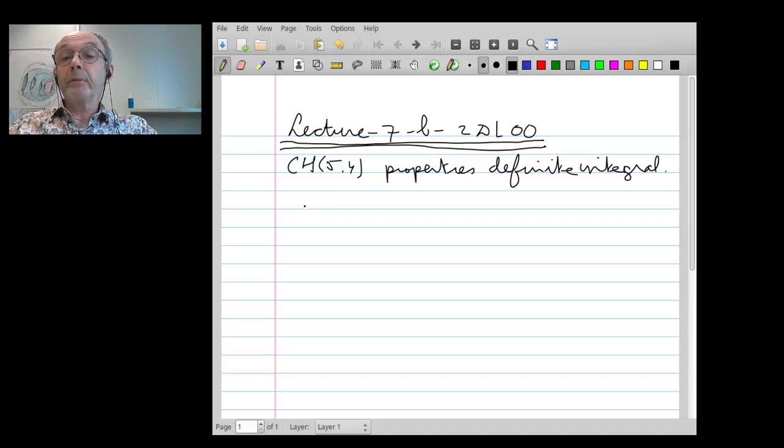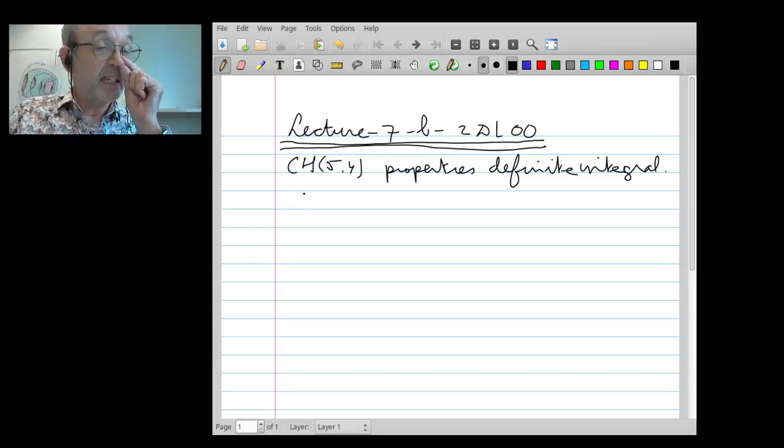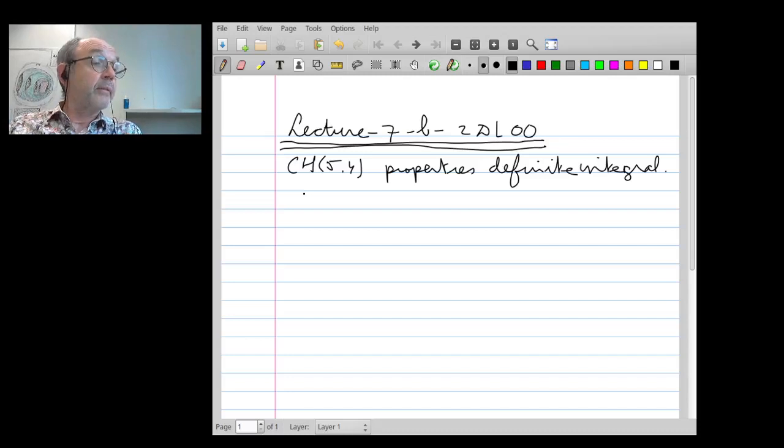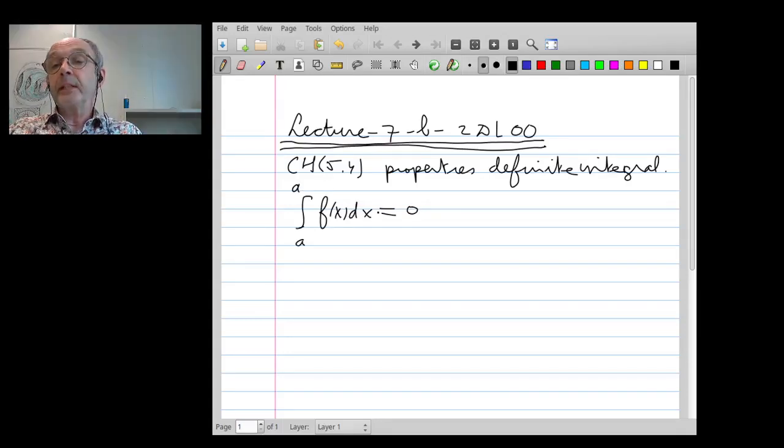Now, first of all, I take chapter 5.4 and go along with it, and you see what we have. If you have a definite integral from a to a of the function f(x) dx, then you get 0 out of it. The length of your integration domain is 0, and so your integral will also be 0.